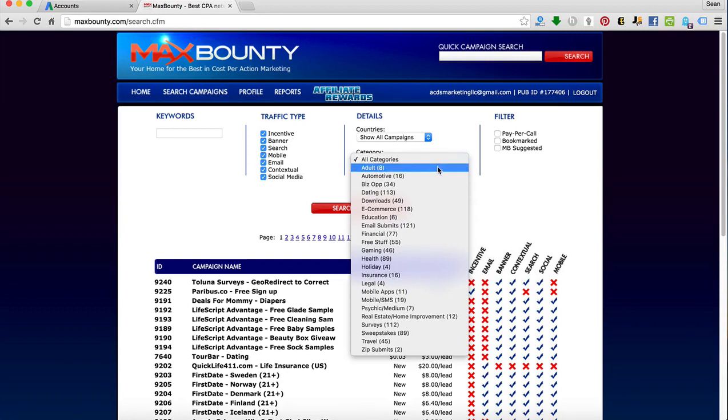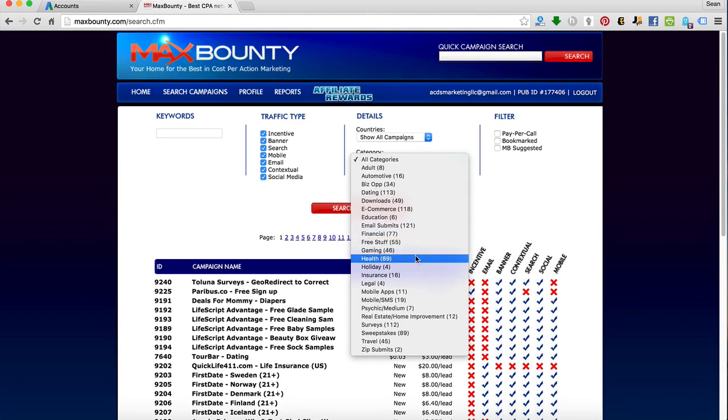Like adult, obviously, is not going to be allowed on the Google Display Network. BizOp usually is frowned upon. The make money online niche, Google usually frowns upon that stuff because there can be some outrageous claims, right? You'll see those videos where it's like, make $2,000 in the next 30 minutes, and Google's just going to shut you down for stuff like that. Dating, big no-no. Financial, you're talking about payday loans and things like that.